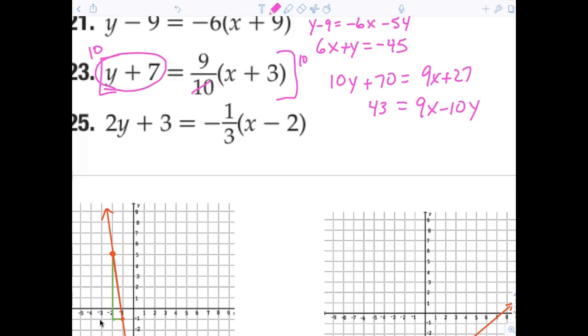Now, you just have to move it to 9x minus 10y equals 43. Told you, it's pretty easy. All right, Michael, you tell me about number 25.